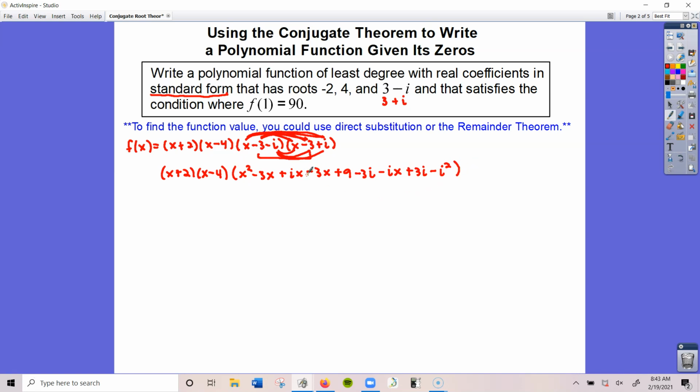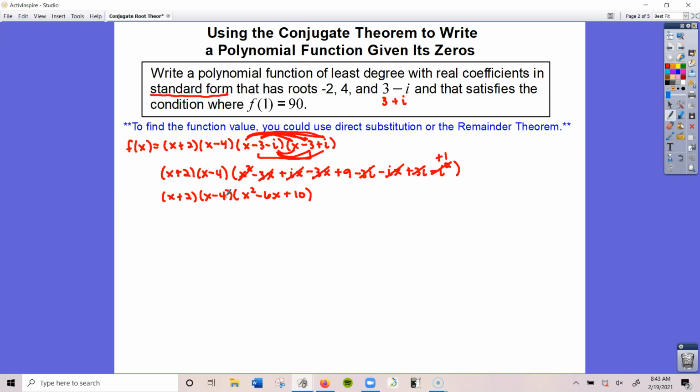So when we look here, what ends up happening is that these ix's will cancel because one is positive and one is negative, as well as the -3i and the +3i. Then this negative i squared, we know that i squared represents negative 1. So this is negative negative 1, which is just plus 1. So now let's simplify this a little bit more. We have the x plus 2, x minus 4. Now we have x squared. Then negative 3x minus 3x is negative 6x. And then 9 plus 1, which is plus 10.